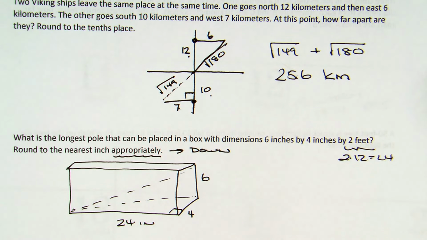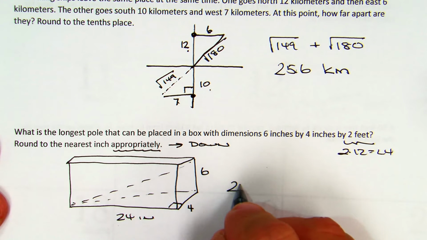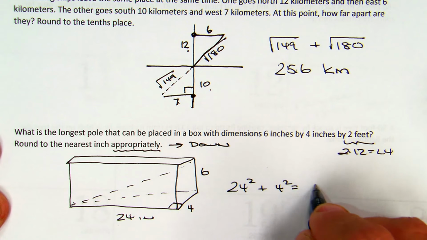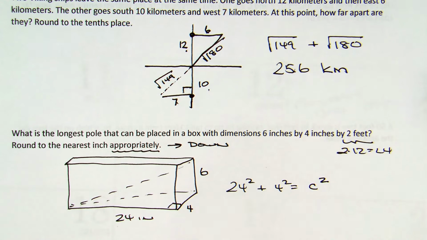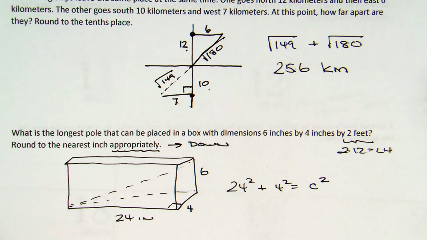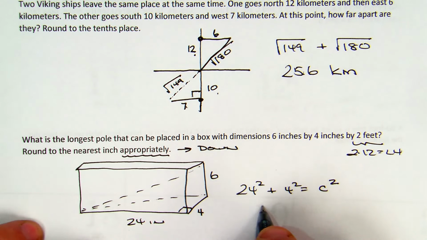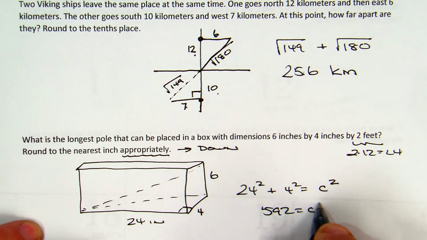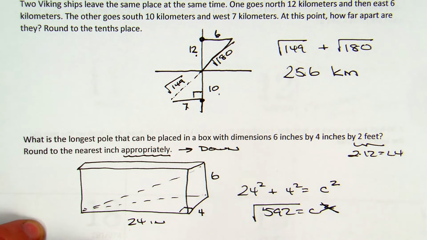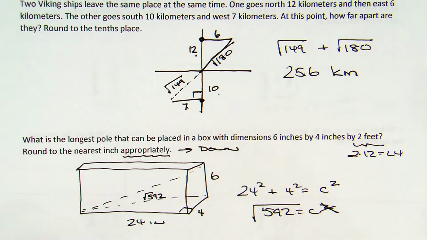Alright? So, first thing I'm going to do is find the hypotenuse on the floor using Pythagorean theorem. 24 squared plus 4 squared equals c squared. 592 equals c squared. Square root of 592 equals c. That means this is the square root of 592 and I'm not doing anything else with it.